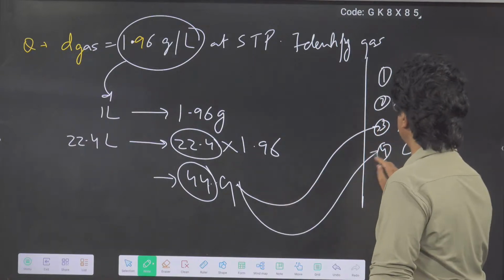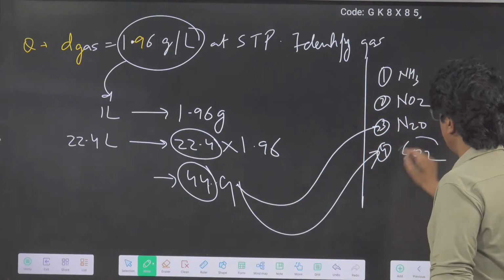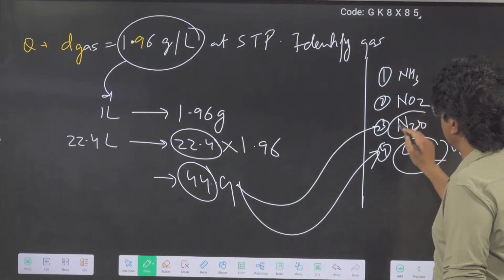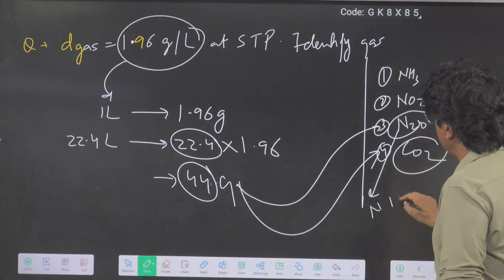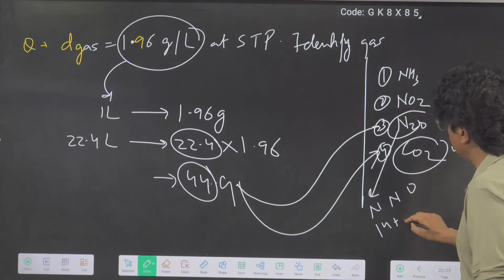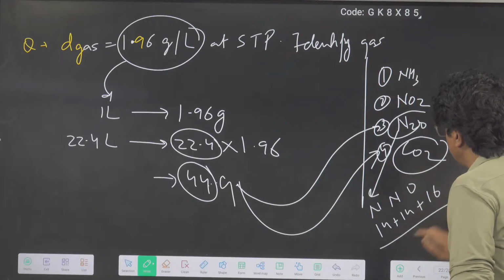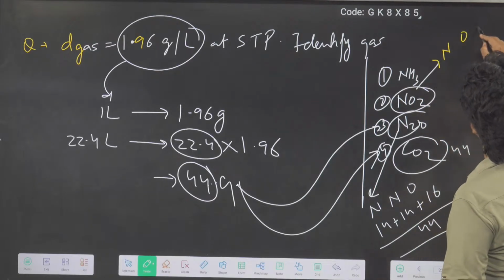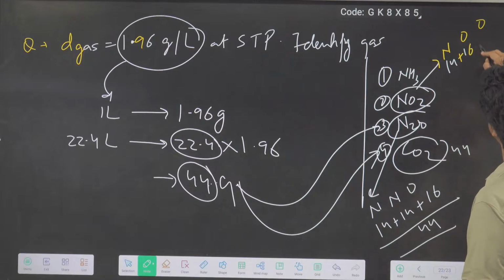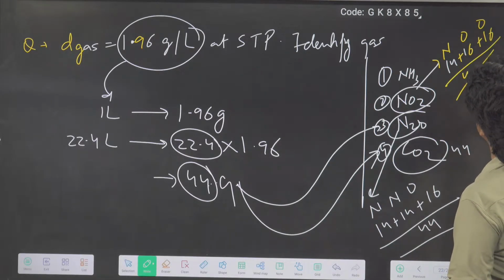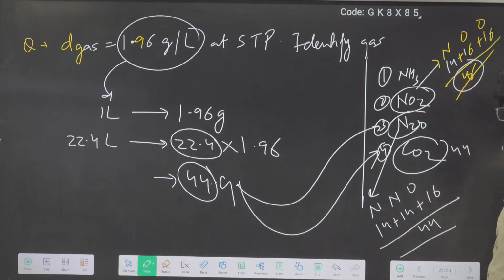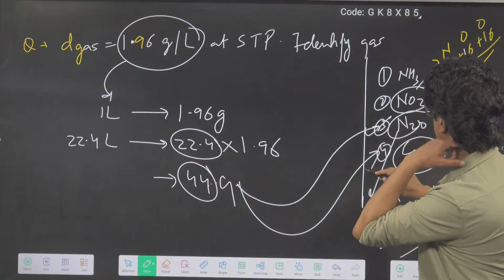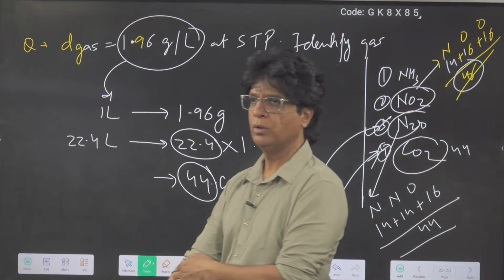And 44 is the gram molecular weight of N2O as well as CO2. If you look, CO2 is 44, everyone knows that. But look at N2O: N, N, and O. 14 plus 14 plus 16. This is also 44. NO2 is N, O, O: 14 plus 16 plus 16. This is 46. So the correct answer is N2O and CO2, not NO2.